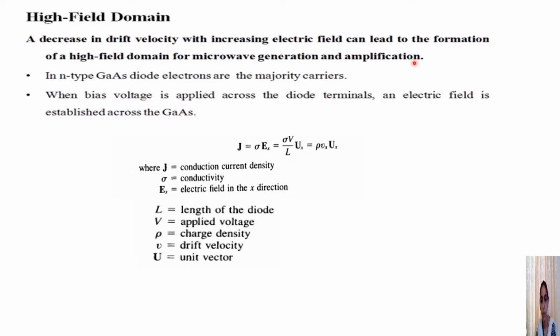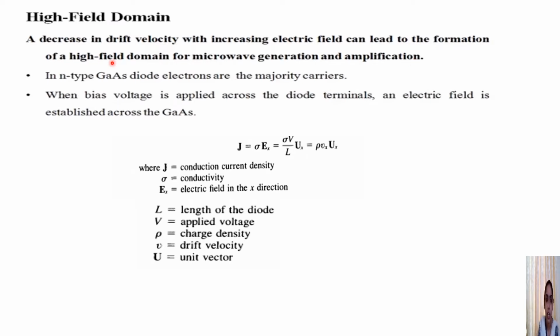So until the application of the threshold voltage, we have an increase in velocity with increasing electric field. Once the negative resistance part arises, only then will we have a decrease in drift velocity with increasing electric field. So a high field domain will be formed, which is used for our microwave generation and amplification.